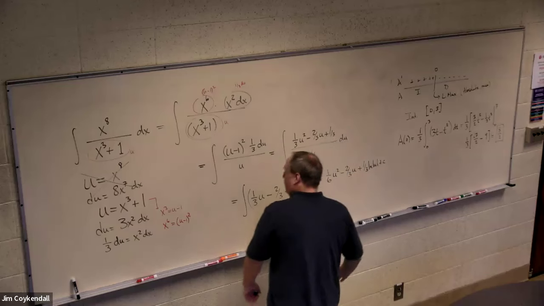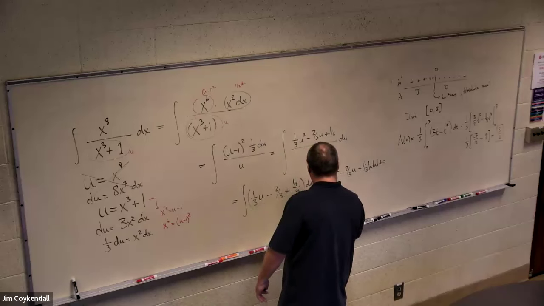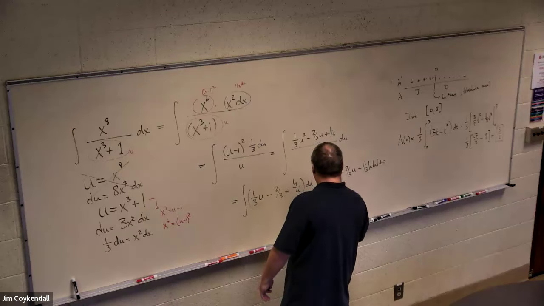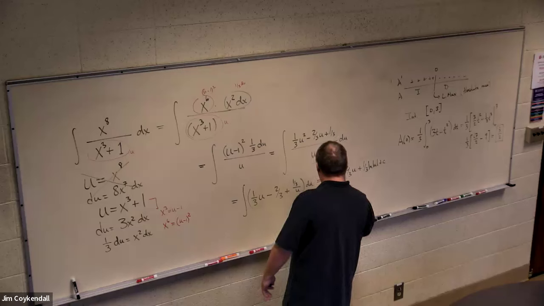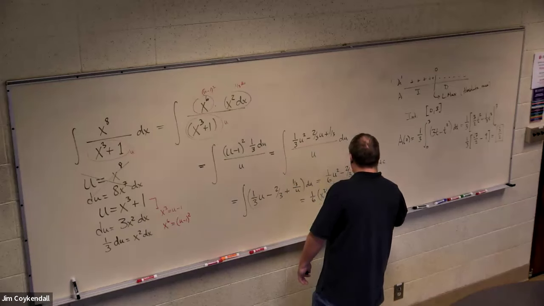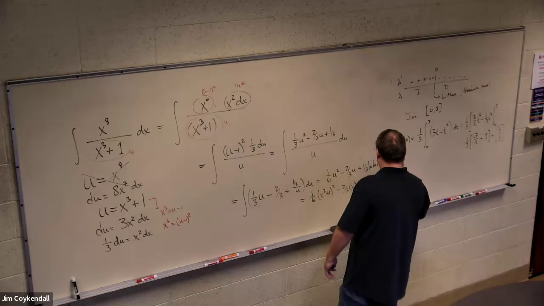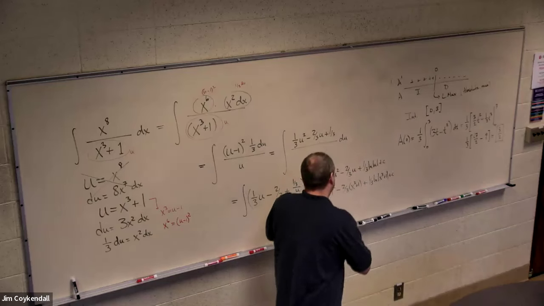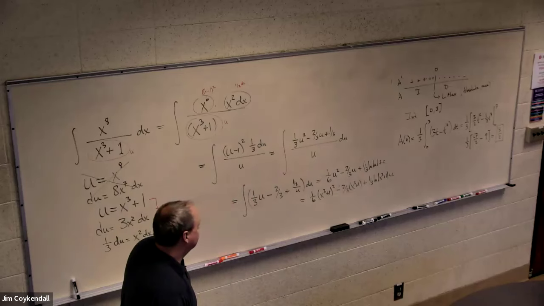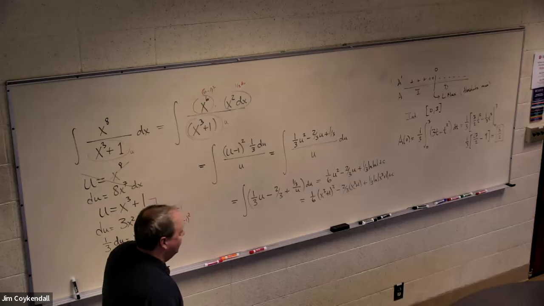So all I've got to do at this point is put back in what was u as x cubed plus 1. 1/6 (x cubed plus 1) squared minus 2/3 (x cubed plus 1) plus 1/3 natural log absolute value of x cubed plus 1. Any questions?